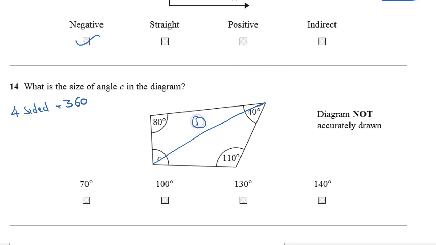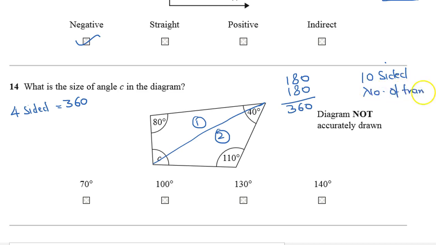These are 2 triangles, triangle 1 and triangle 2. The sum of all the angles of one triangle is 180. This another one 180. So that's how we calculate. Suppose it is a 10-sided. So how many triangles will be there? 8 triangles will be there. So the sum will be 8 multiply 180.